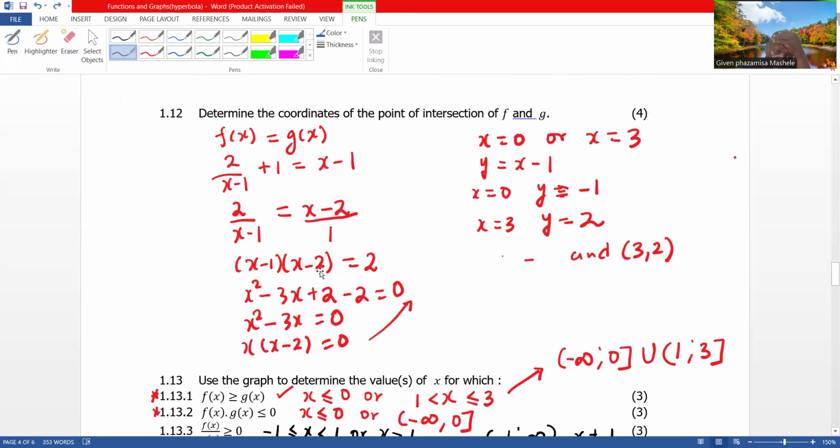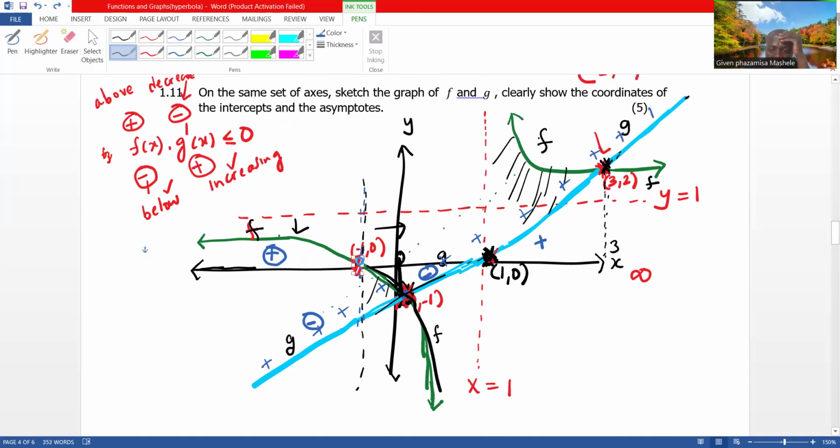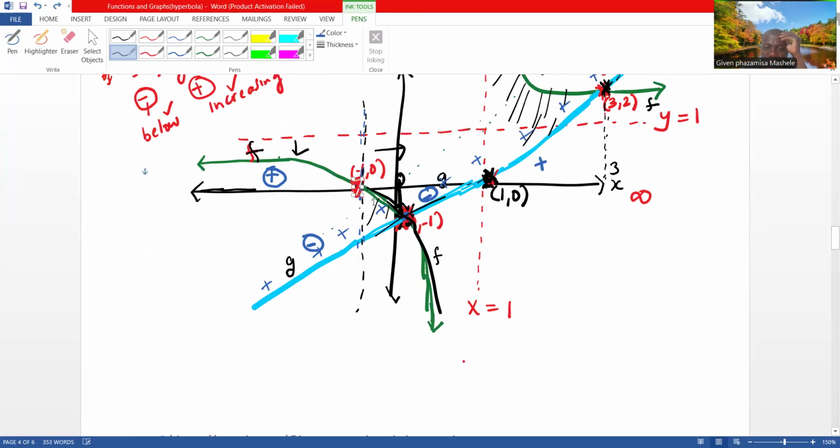Let's first look at where f is below. F is below from -1 to just up until 1, but not including 1. So what will be the answer here? The answer will be where the graph f is below, from -1 up until 1, but not including 1. So that's where f is below the x-axis. It's negative.